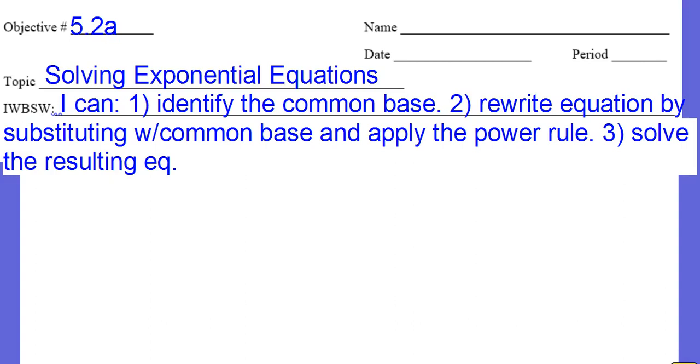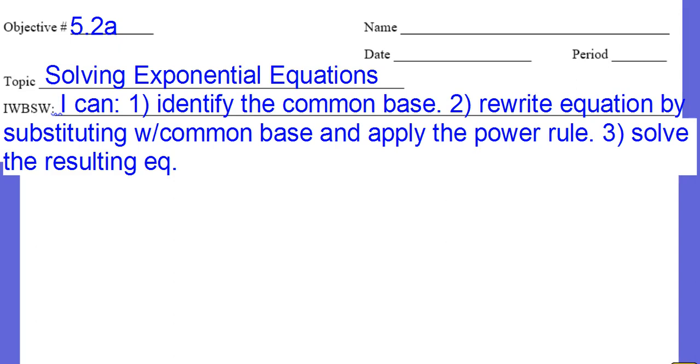Okay, so today we're starting the second objective of our Unit 5, 5.2a, the topic solving exponential equations. This is just the basic lesson for solving an exponential equation. Today, all the equations you write, you will be able to write them with the same base. So we won't have to use a calculator to solve any.